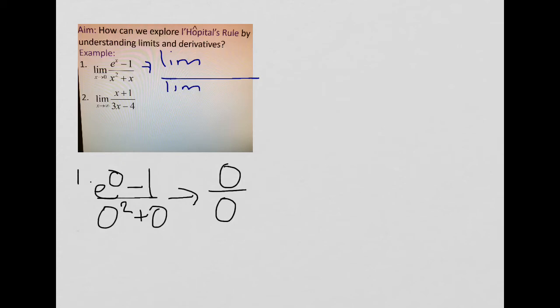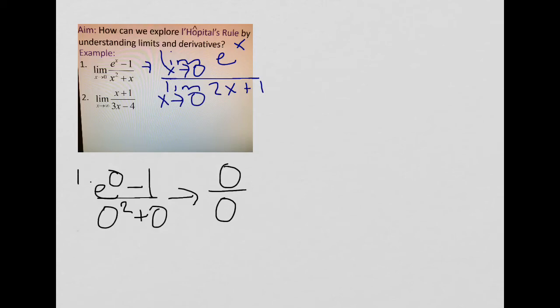I want to take the limit of the derivative of e to the x minus 1, which would just be e to the x, and I'm keeping as x approaches 0. Now for the denominator, I'm going to take the limit of the derivative of x squared plus x as x approaches 0. The derivative of x squared plus x is 2x plus 1, and we're going to keep as x approaches 0.